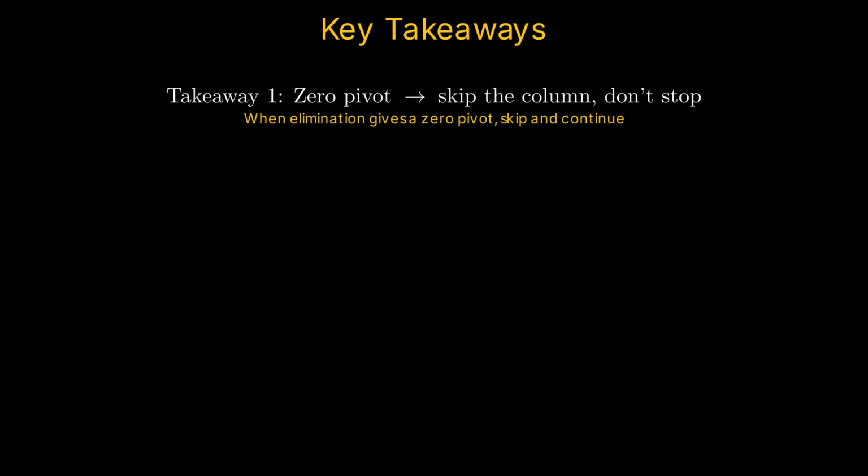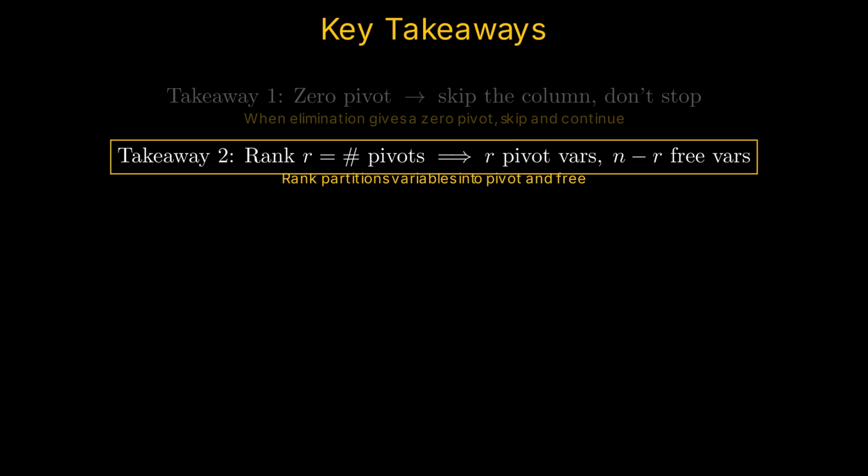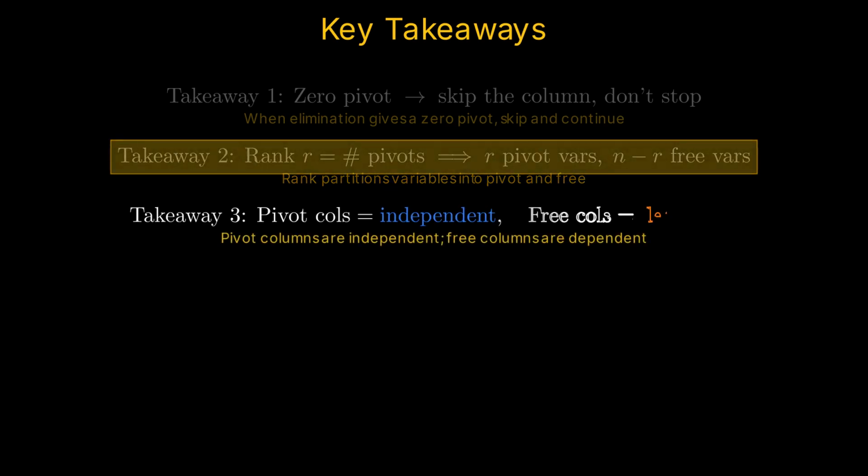The next time elimination produces a 0 where you expected a pivot, don't panic. Skip the column, keep going, and read the story that elimination is telling you. Here are the 3 key takeaways. First, a 0 pivot means skip the column, don't stop. Second, the rank R equals the number of pivots, and this gives you R pivot variables and n minus R free variables. Third, pivot columns correspond to independent columns, while free columns correspond to dependent columns.